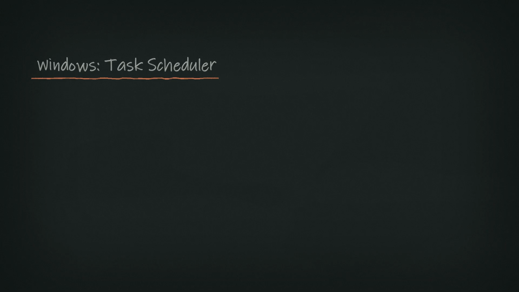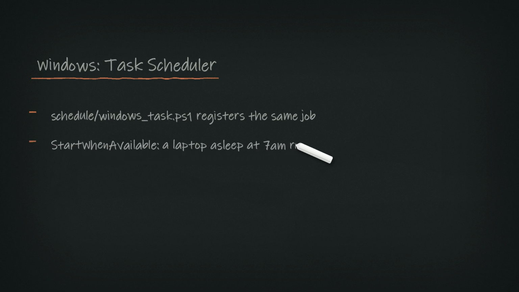On Windows, there is no cron. So there is a PowerShell script in the schedule folder that registers the same thing with Task Scheduler. One setting in there is worth knowing about. Start when available. A laptop that was asleep at 7 runs the job when it wakes up, instead of silently skipping the day. In Lesson 5, we build the thing on the other end of that handoff.